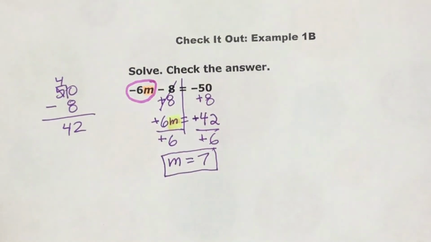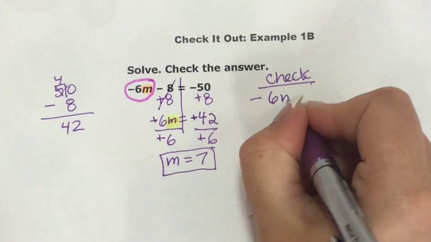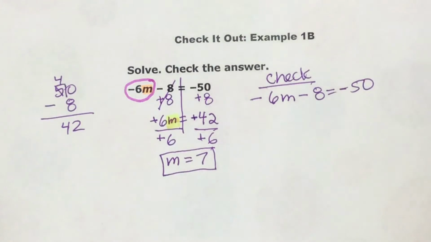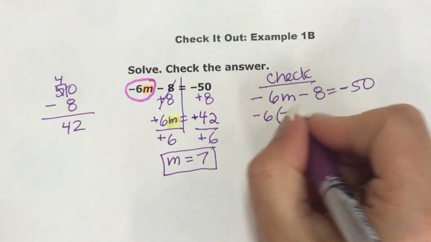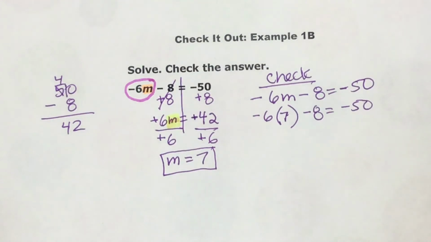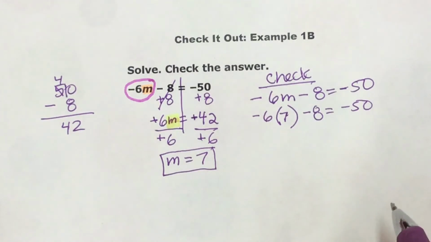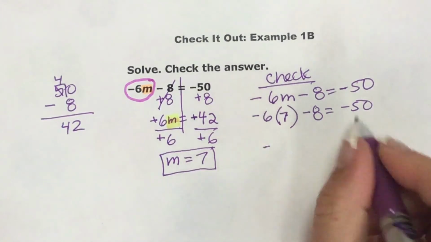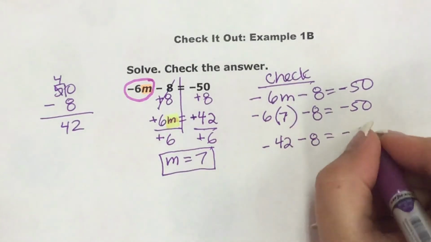M equals 7, but we are not done because we have to check our answer, which means we have to write the original equation, which I know that all of you have on your paper. Okay, and then we're just going to substitute 7 in for m. So negative 6, I'm substituting it in, so I'm going to put it in parentheses, minus 8 equals negative 50. I'm making sure all my equal signs are lined up. Over here, order of operations, I have multiplication and subtraction. So I have a negative 6 times 7. A negative times a positive is going to be a negative. 6 times 7 is 42. Minus 8 equals negative 50.